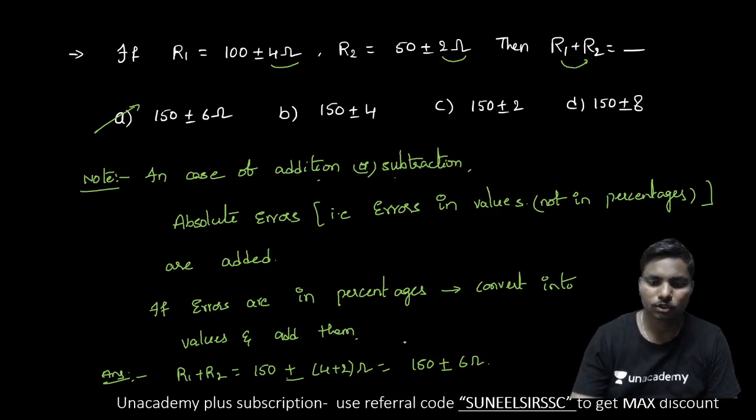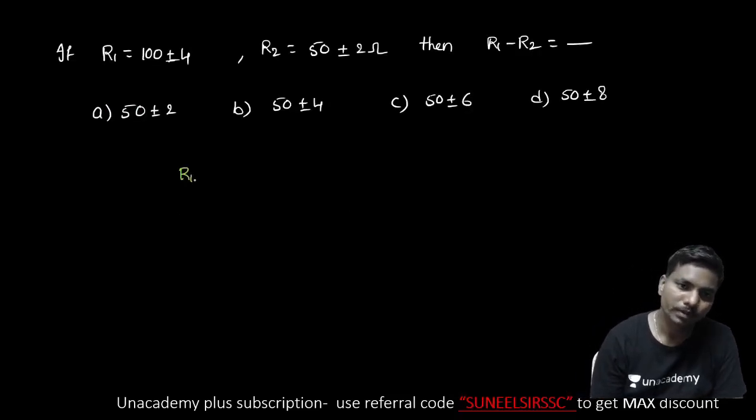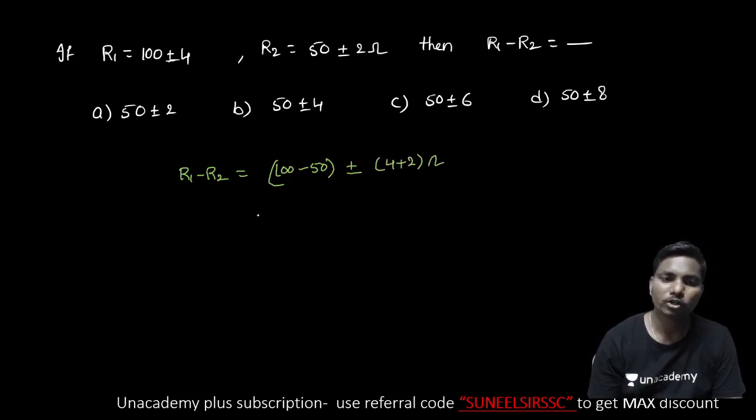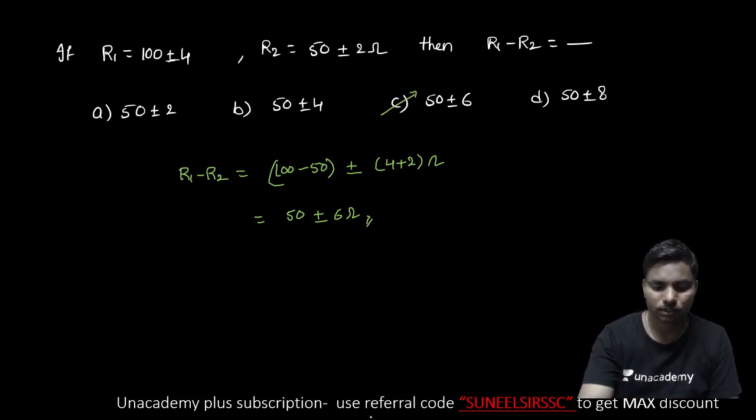Coming to the next question, guys. If they have given the subtraction case, it is the same. Errors will be added only. So R1 minus R2, 100 minus 50. But don't subtract errors. Errors are always added only. Okay, and they have given absolute values, not percentages. 50 plus or minus 6. Coming to the next question.